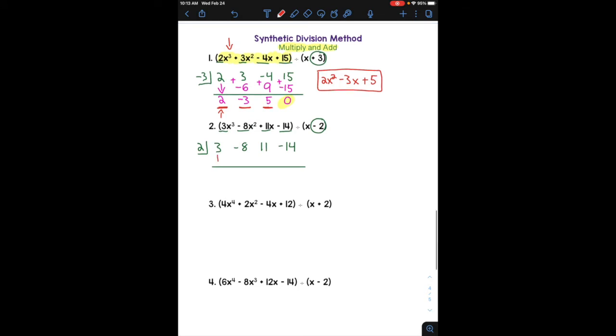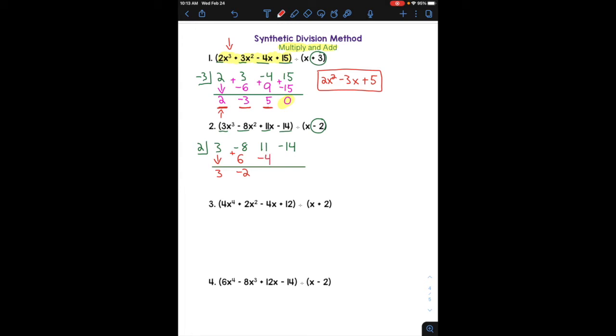Step 1 is pulling down or dropping down the first coefficient. We're going to multiply and add. Multiply diagonally, 2 times 3 is going to give us 6. And add vertically straight down, negative 8 and 6 is negative 2. Multiply diagonally, 2 times negative 2 is negative 4.